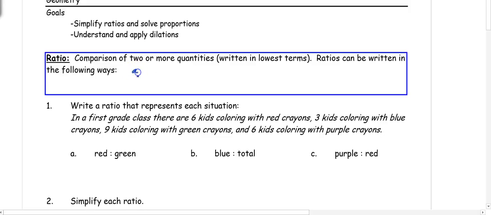They can be written as a fraction. We could say A over B. We could say A to B or A colon B. The most common way that you're going to see it is written as a fraction.